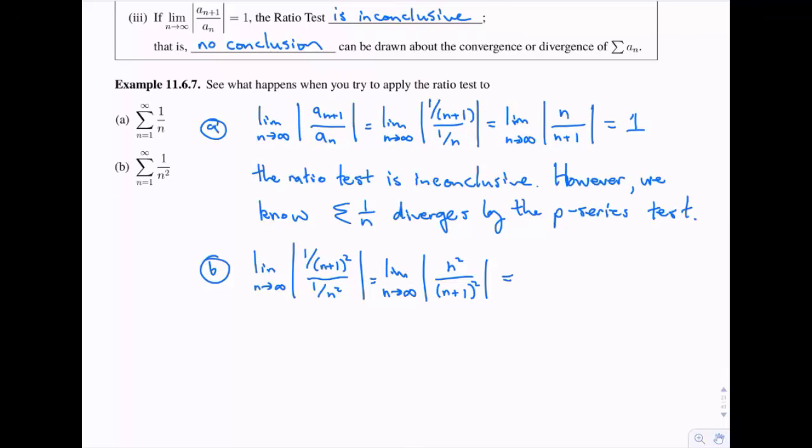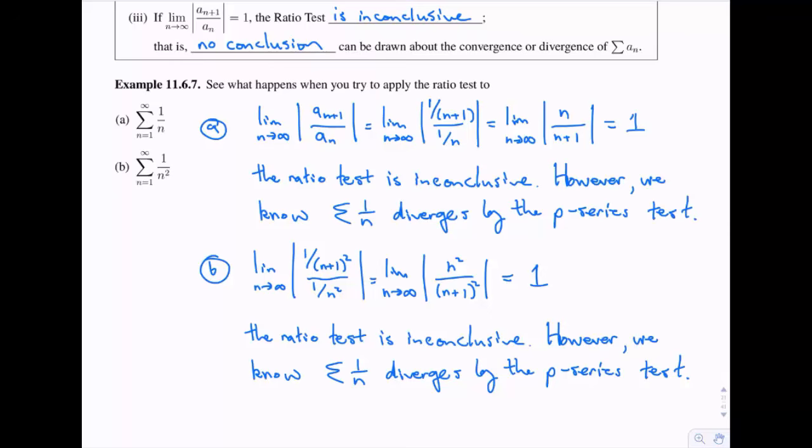And again, let's clean this up a little bit, because I know 1 times n squared is just n squared. And then what does this head towards? Well, again, we remember our Calc 1, which would say 1 here. Or you can use L'Hopital's rule, whichever you're comfortable with. And either way, you get the number 1. So the ratio test is, again, inconclusive, because this limit was equal to 1. However, we know 1 over n squared actually converges, this time by the p-series test. So the big thing is that when this limit is equal to 1, sometimes it'll converge, sometimes it will diverge, and the claim is the ratio test knows nothing. It is, in fact, inconclusive.